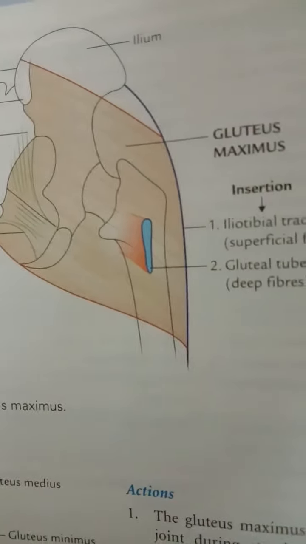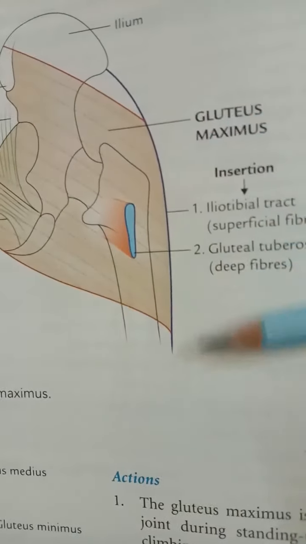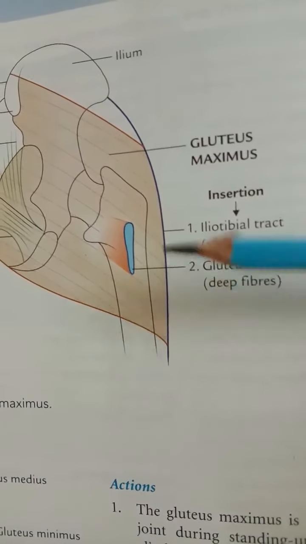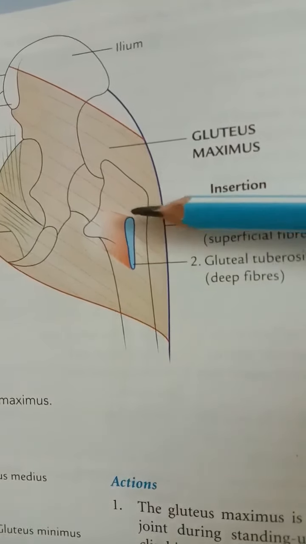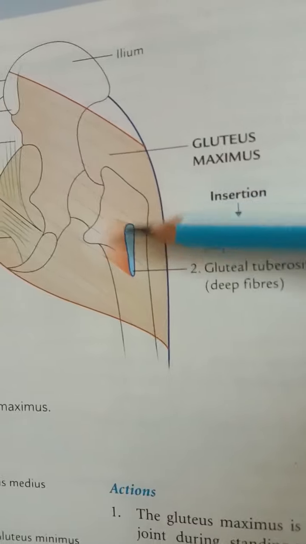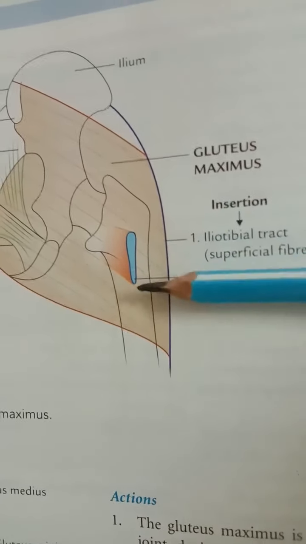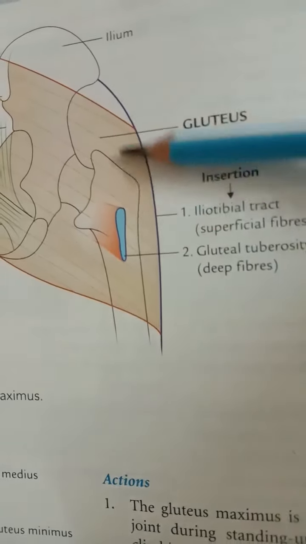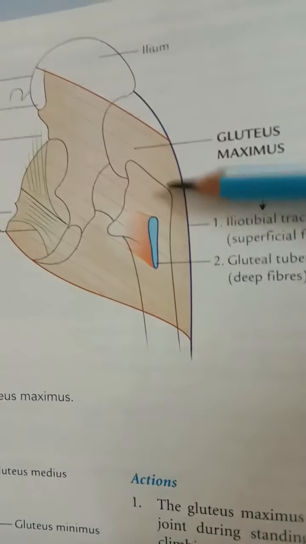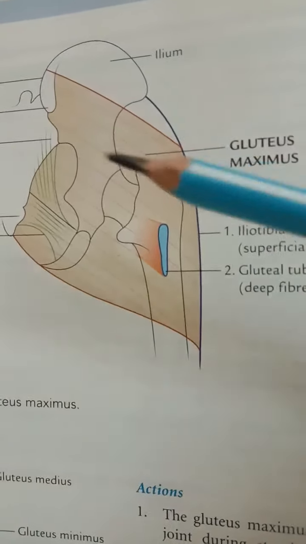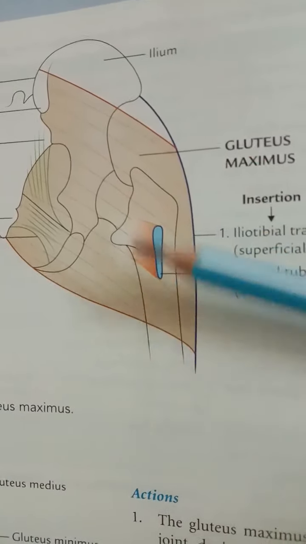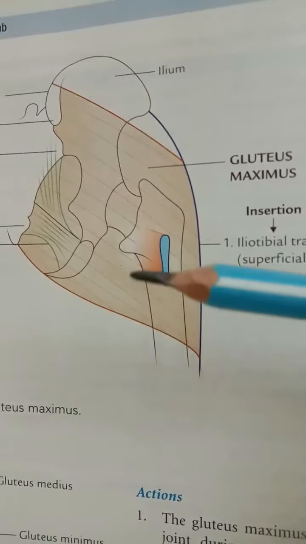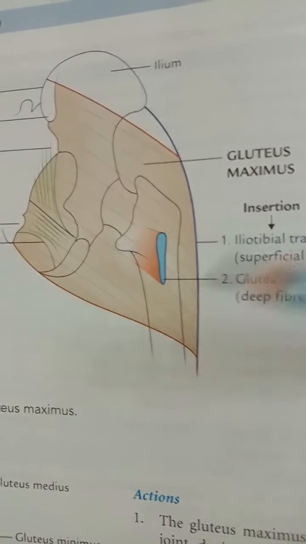Then the insertion. So here you can see the insertion. This muscle is inserted into the gluteal tuberosity. Here you can see the gluteal tuberosity, and the maximum part is inserted into the iliotibial tract. Then the nerve supply of the gluteus maximus muscle is from the inferior gluteal nerve, which originates from L5, S1 and S2.